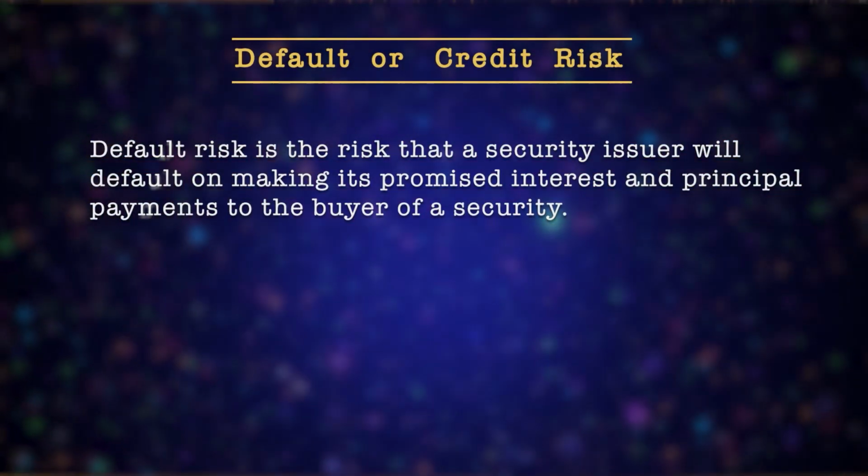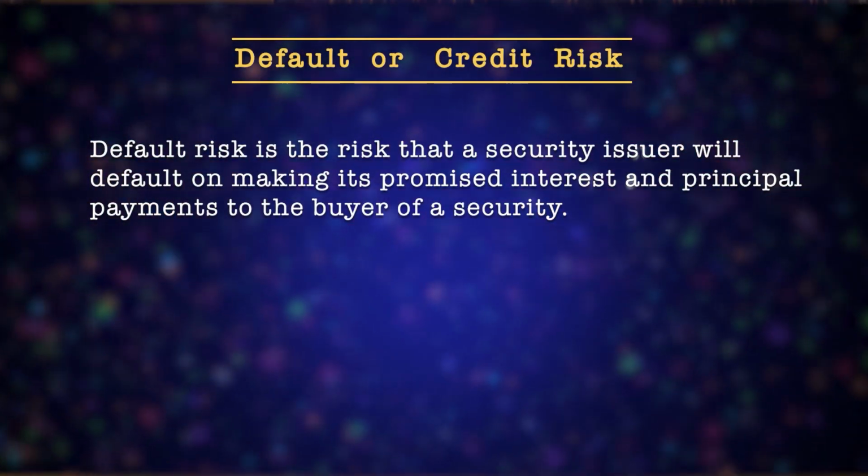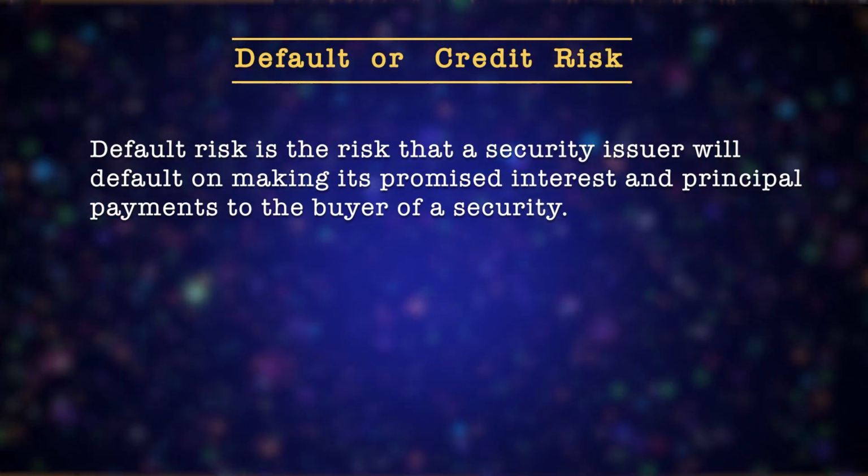Moreover, we have another important concern, which is the default or the credit risk. Default or credit risk comes in because the investor in the foreign exchange market has total access over the wealth or the financial wealth. So when we go for a default risk, it means a security issuer will default on making its promised interest and principal payments to the buyer of the security. That means the buyer of the security will be bearing the loss, and thereby it is an issue of the defaulter if such a thing happens.